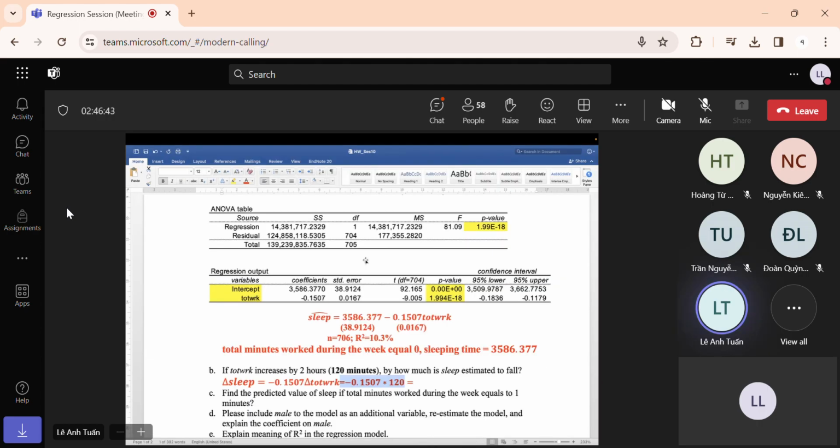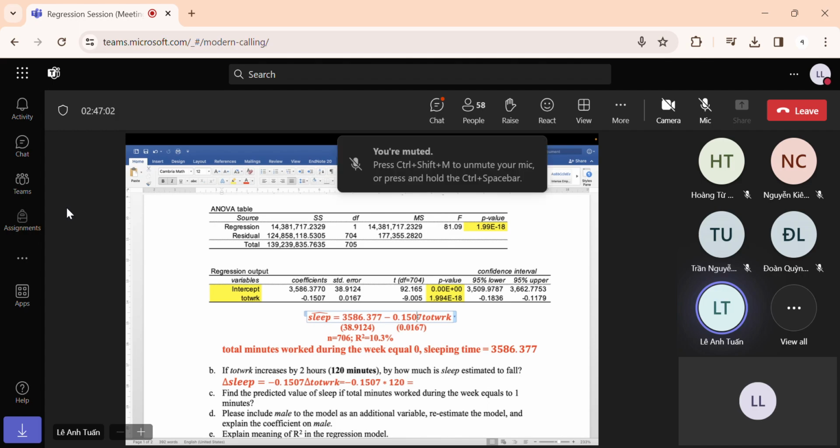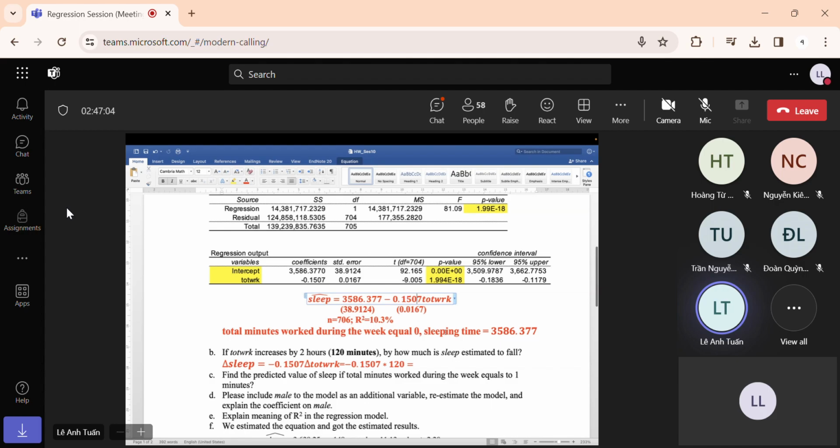Okay, you can calculate by yourself. The coefficient on the total work indicates that a 1 unit increase in the total work will decrease the sleeping time by 0.150107 units. But now the total work increased by 2 hours, which means we have the effect here.